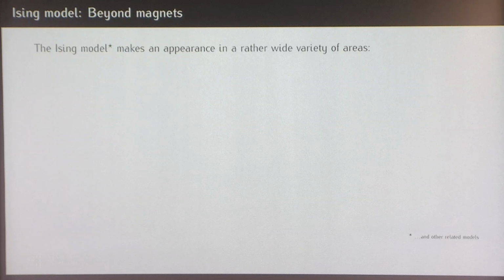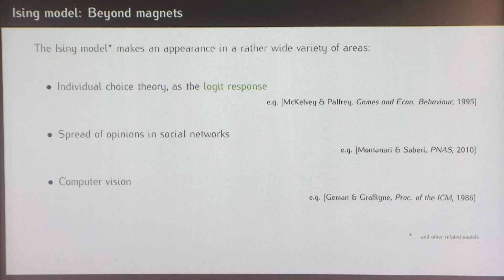Since then, it has of course become quite ubiquitous outside statistical mechanics as well. It appears in a wide variety of areas for different reasons. For example, in choice theory, it appears as a logit response, and that's basically because logit response is the same as something called the Glauber dynamics. For the same reason, it's also used for modeling spread of opinions in networks. It's also used in computer vision as some kind of a proxy for cuts in images.